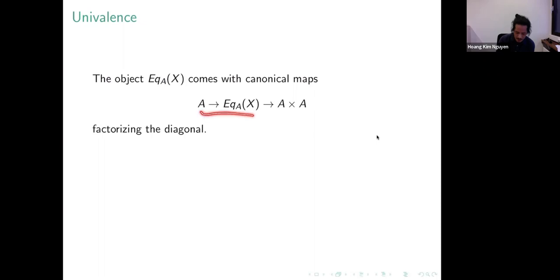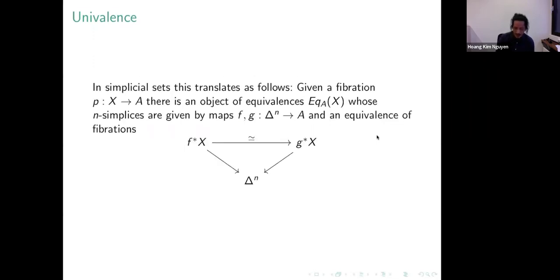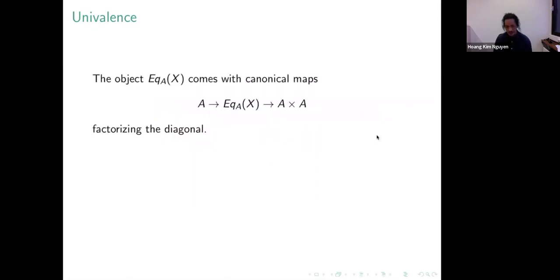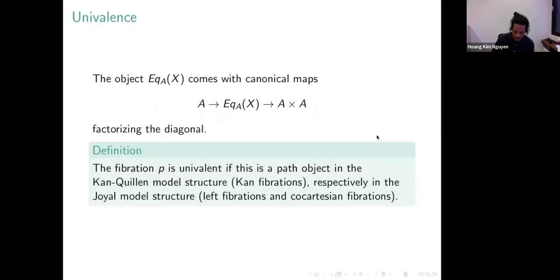This map is really just the identity, where I'm pulling back the same map, and I can just put the identity here. This gives me one map, and this is just a projection down to either leg. And then we can make the definition. We call P univalent if this is a path object in the Kan-Quillen model structure in case of Kan fibrations, or a path object in the general model structure when we talk about left fibrations or cocartesian fibrations.